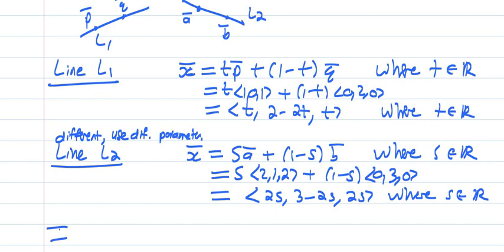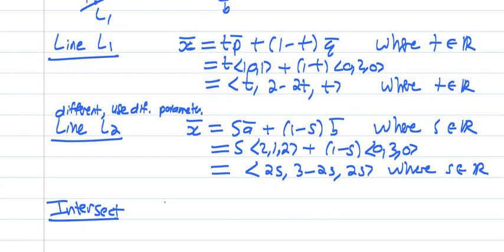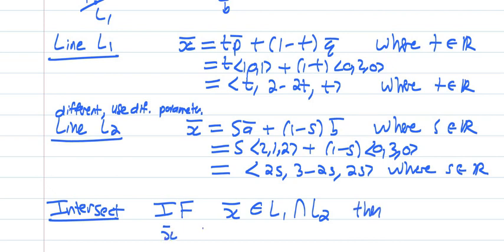And now we're going to have another paragraph. Let's call it intersect. All right. Now, at the moment, we do not know if the lines do intersect or not. So let's start this paragraph off by saying, if x is a point sitting on both line 1 and line 2, so it's sitting in the intersection, then x is an element of line 1 and x is an element of line 2.